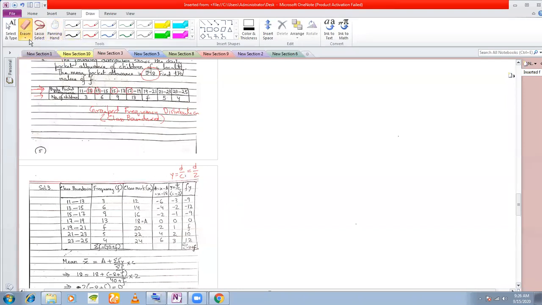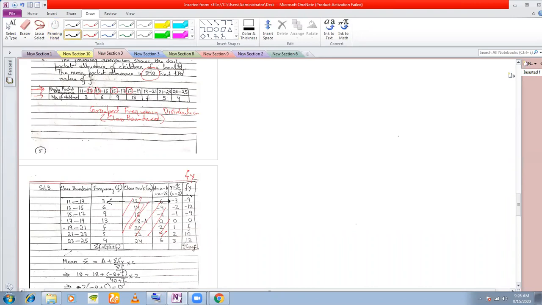And finally, you make your last column for the product of f and y. So your last column will be for the product of frequency and this y. Again, as I told you, please cover with your fingers while writing. Please cover these two columns so that you don't get confused. We are multiplying these two.